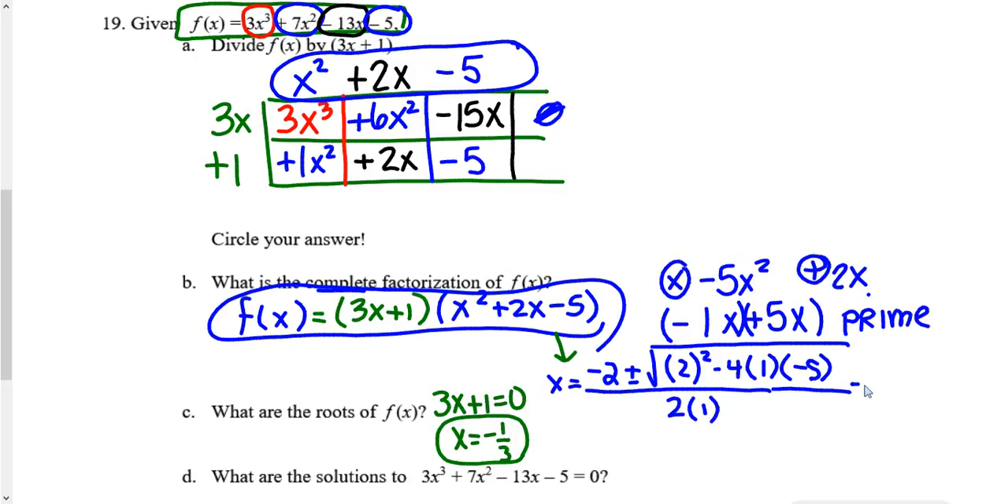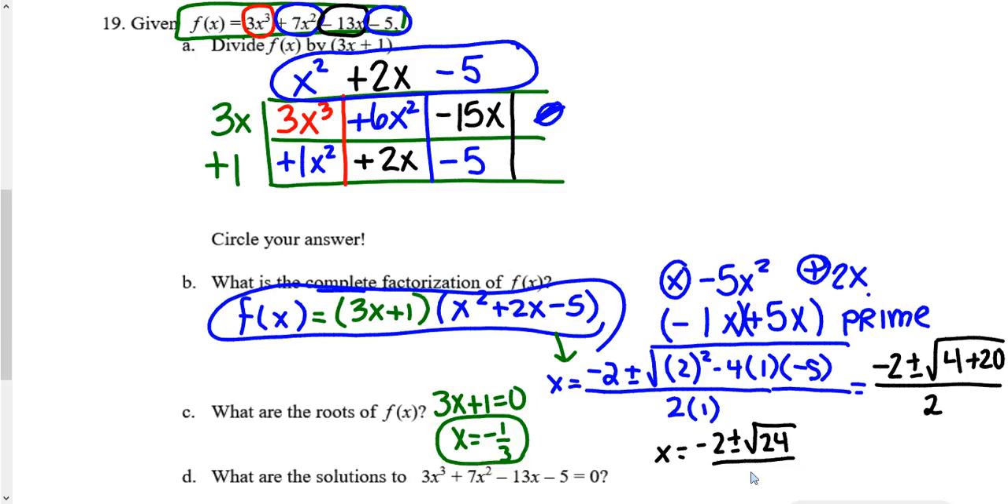All right, so let's do some simplifying here. I have negative 2 plus or minus, when I do 2 squared, that's 4. Then I have minus 4 times 1 times minus 5, which is plus 20, positive 20. And that was all over 2. So now I have negative 2 plus or minus the square root of 24 all over 2. I do need to simplify that answer.